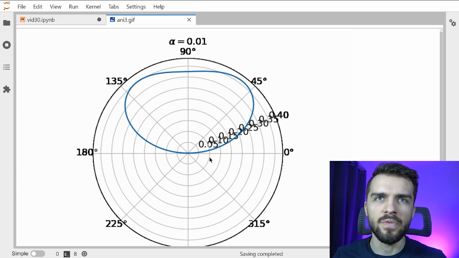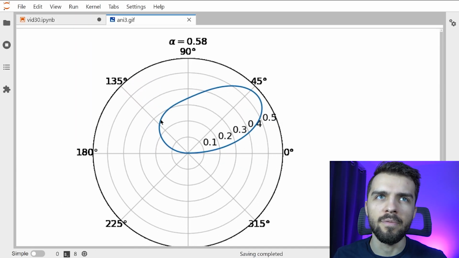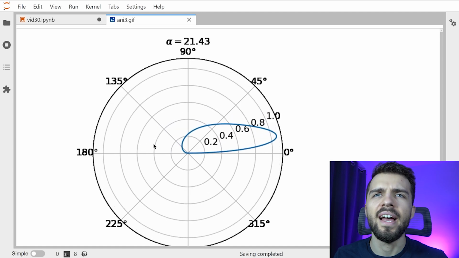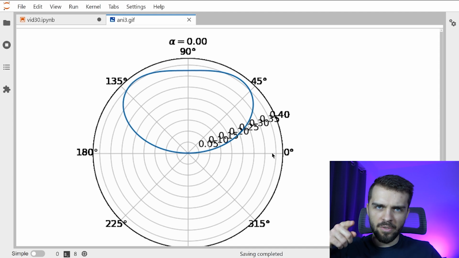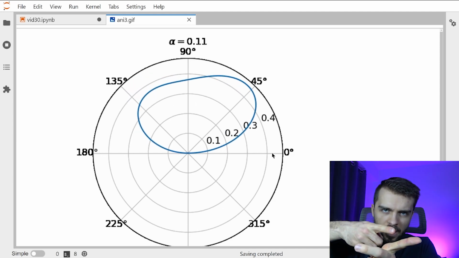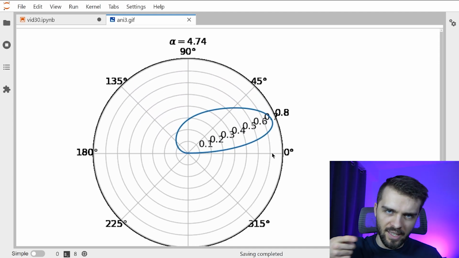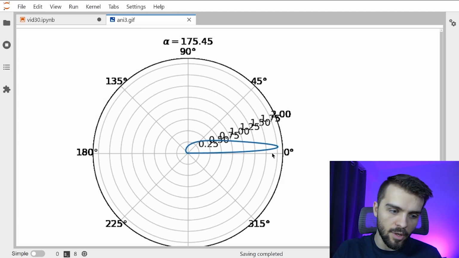Okay, so the animation is finished, and you can see for small alpha, you have more probability of scattering over here. As alpha increases, the probability of theta gets closer and closer to 0 degrees, meaning that the photon just whizzes right through the electron. It doesn't scatter, it doesn't change direction.